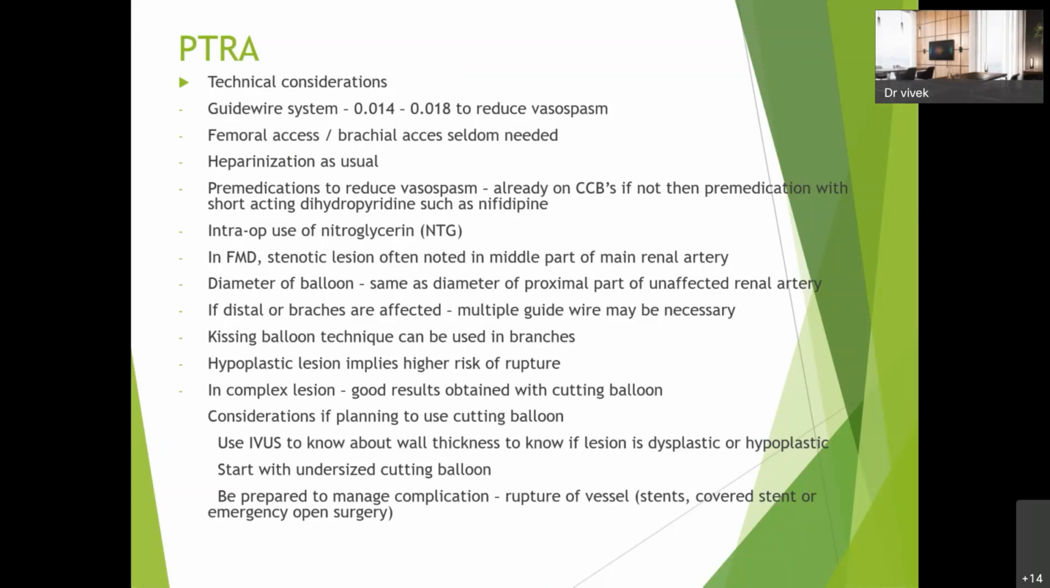Diameter of balloon is same as the proximal unaffected part of renal artery. If distal branches are affected, multiple guide wires may be necessary and kissing balloon technique can be used. Hypoplastic lesions are at higher risk of rupture, and in complex lesions, cutting balloon can be used. But when using cutting balloon, you have to be cautious whether the lesion is dysplastic or hypoplastic, and you have to start with an undersized balloon, and you should be ready to manage the complications such as rupture of vessel.